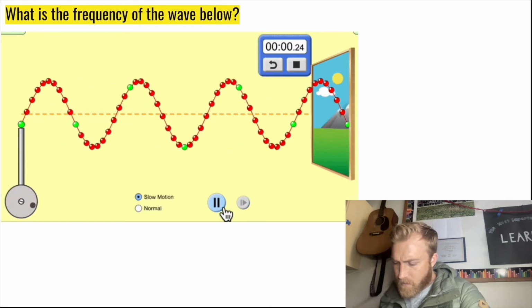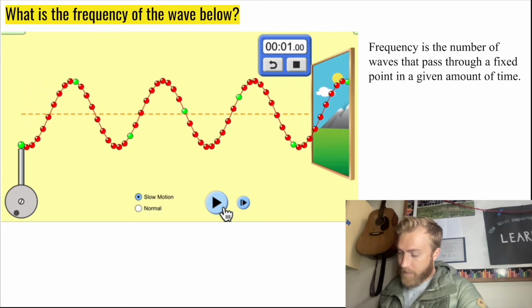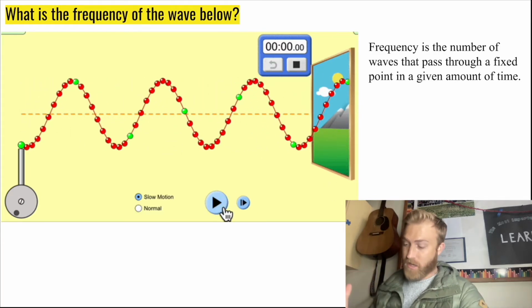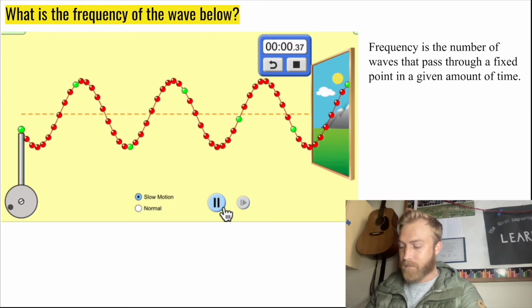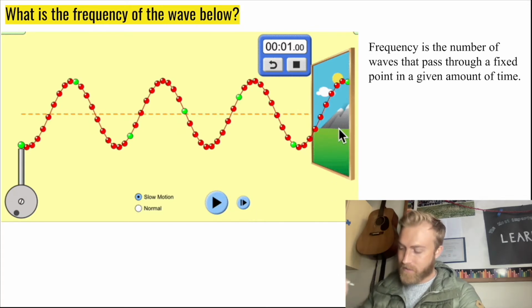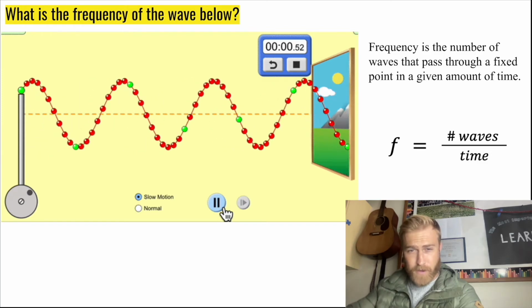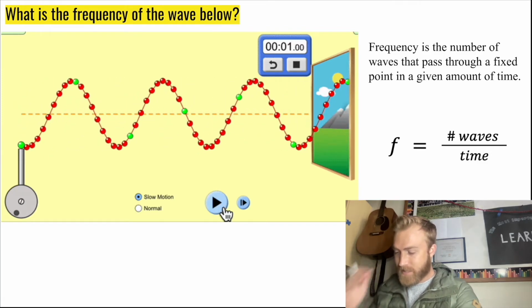So frequency, how do we find it? How do we calculate it? Well, we have a way to solve this problem. Frequency is the number of waves that pass through a fixed point in a given amount of time. So if frequency is the number of waves divided by the time, let's use this image here.